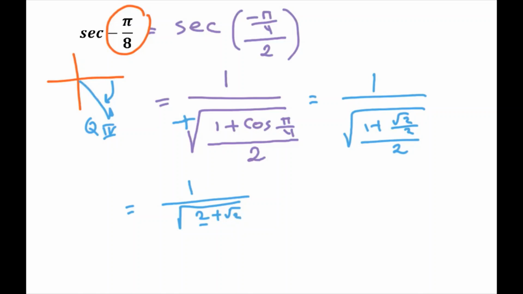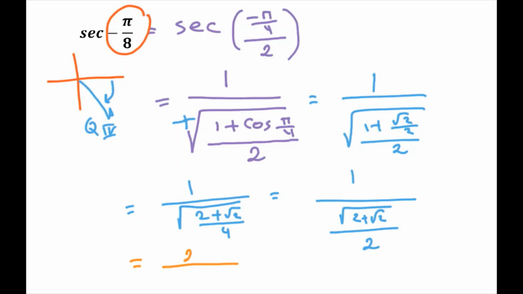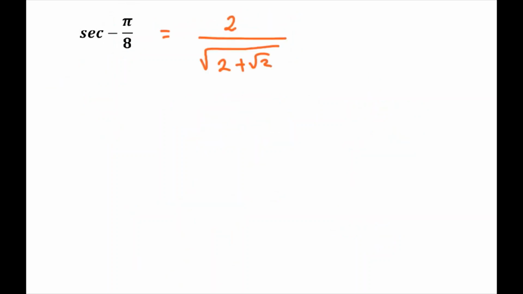square root of 2 over 4. I can split 2 plus square root of 2 over square root of 4, which is 2. 1 over all of this is basically the reciprocal, so it's going to be 2 over a square root of 2 plus square root of 2. So I can multiply by a square root of 2 plus square root of 2.